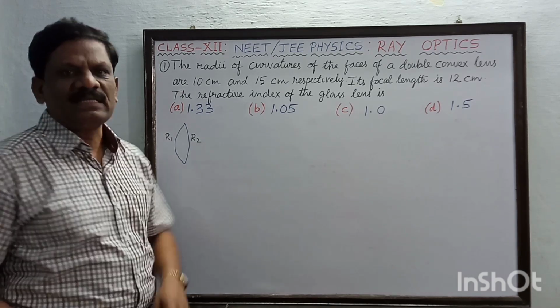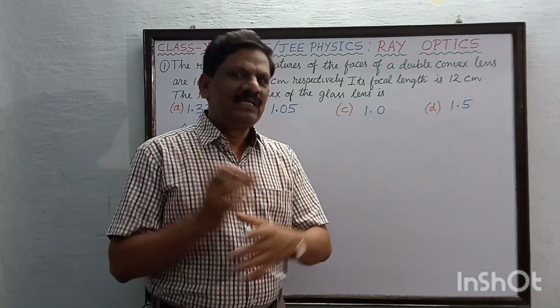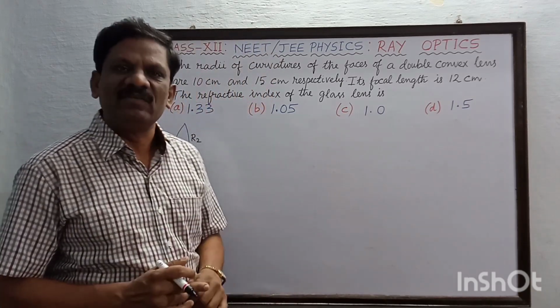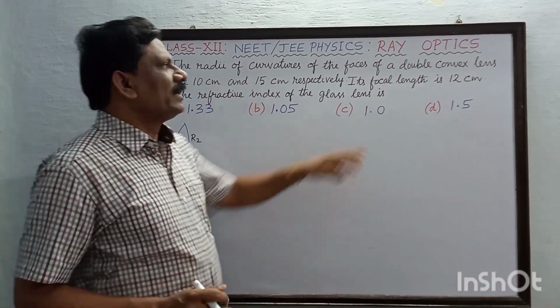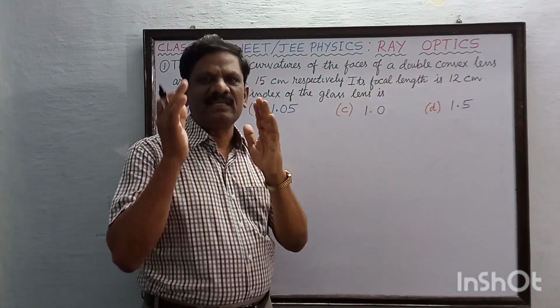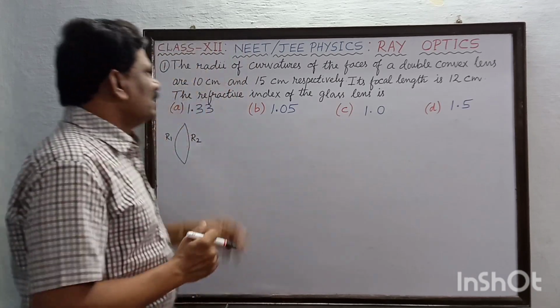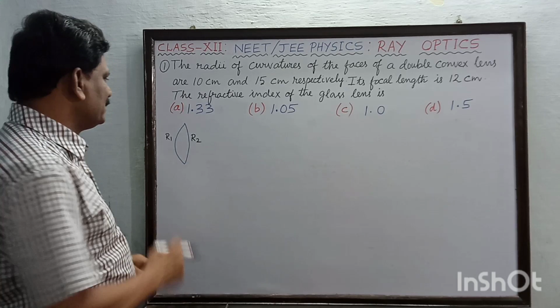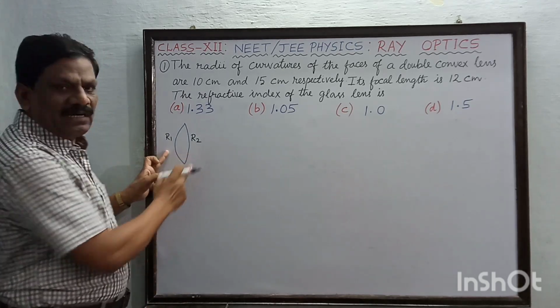First of all, in such problems, understanding is very important. Quickly you will have to note down what all the given values are, correctly. So what type of lens is it? It is a double convex lens. Both the surfaces are convex. They have 10 cm and 15 cm radius of curvature. You can see here it is not symmetrical.